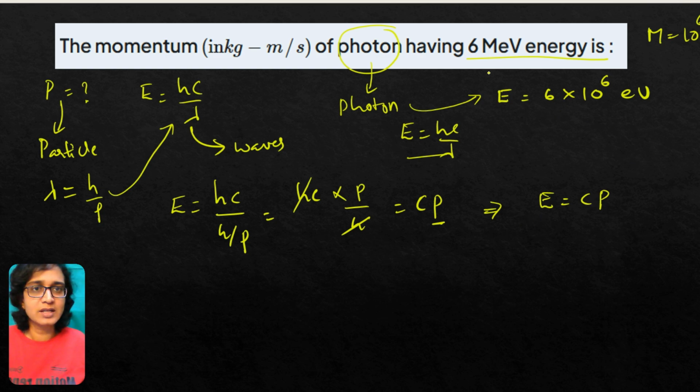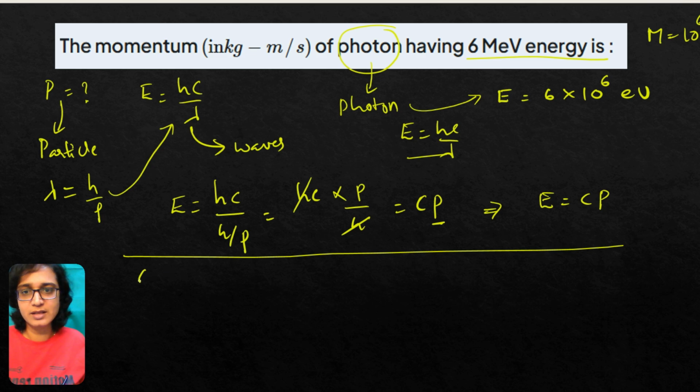Energy they gave is 6 mega electron volts. Energy is 6 into 10 power 6 electron volts. That will be equal to, photon velocity, c is the velocity here. Whatever the photon, UV, visible, radio waves, gamma, X-rays, whatever the photon, that velocity will be equal to the velocity of light, so 3 into 10 power 8 meters per second.